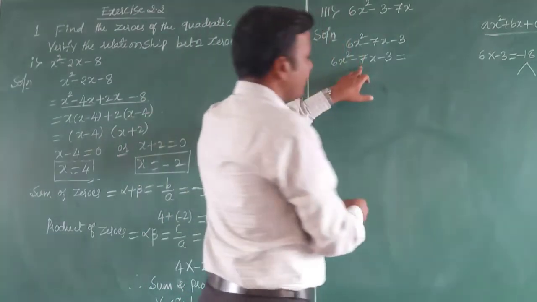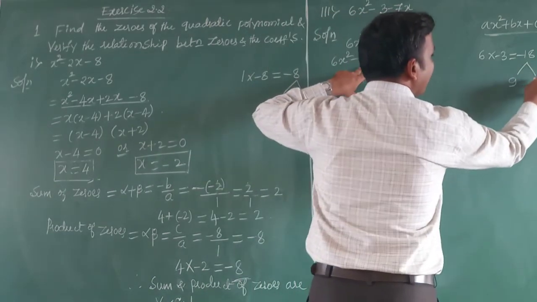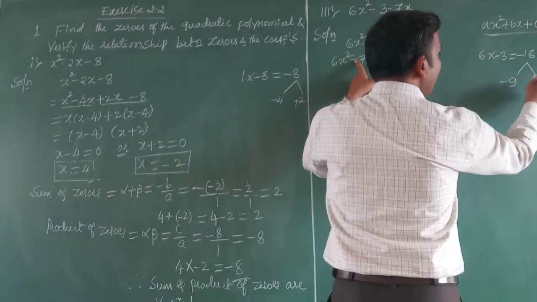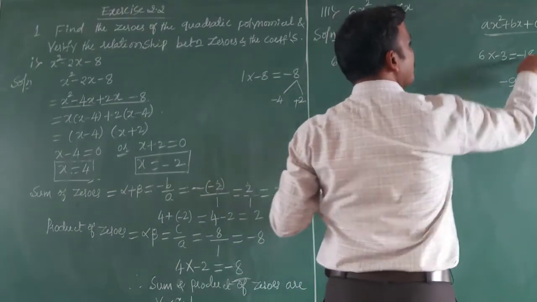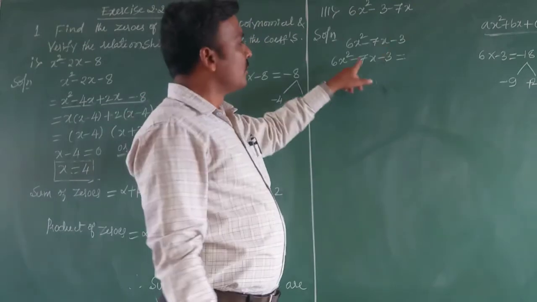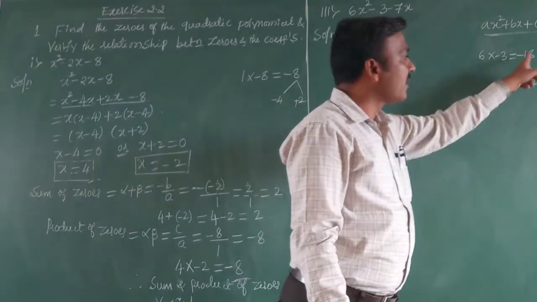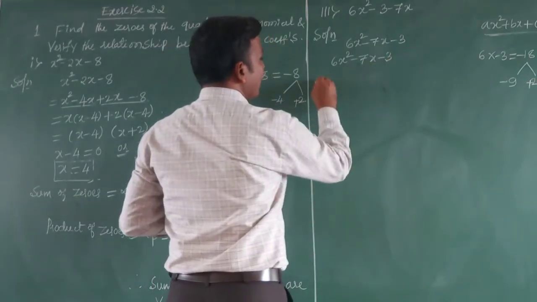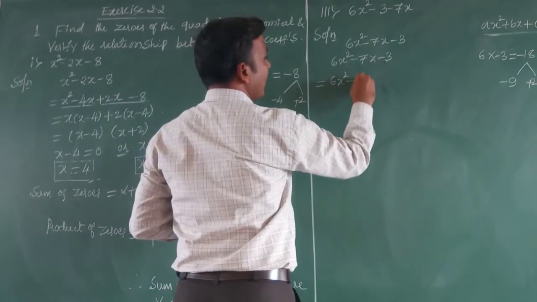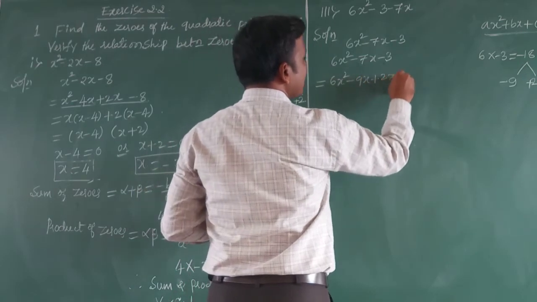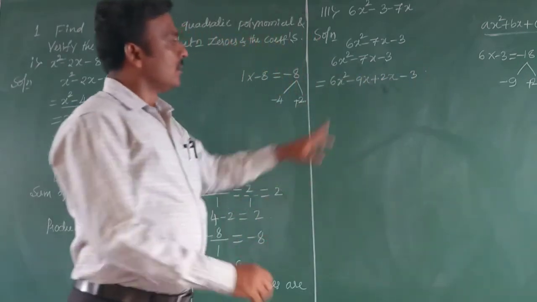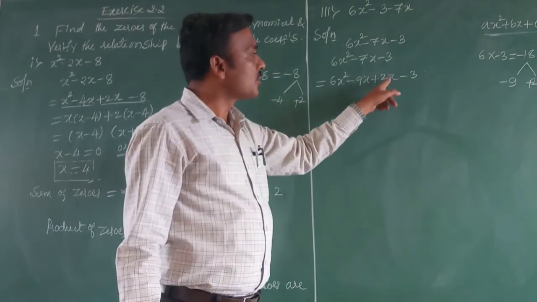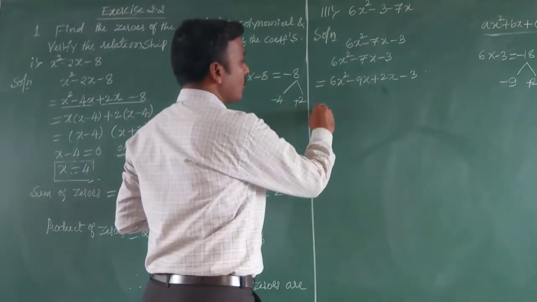So, what are the factors? You have to take 9 and 2. 9 plus 2, but we need minus 7. So, minus 9 and plus 2. Minus 9 into plus 2 is minus 18. Minus 9 plus 2 is minus 7. So it can be written as 6x square minus 9x plus 2x minus 3. Minus 9 plus 2 gives us minus 7.